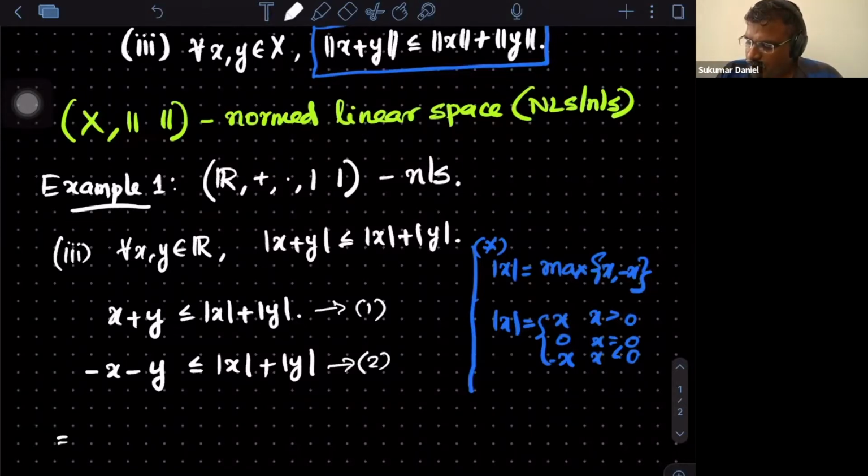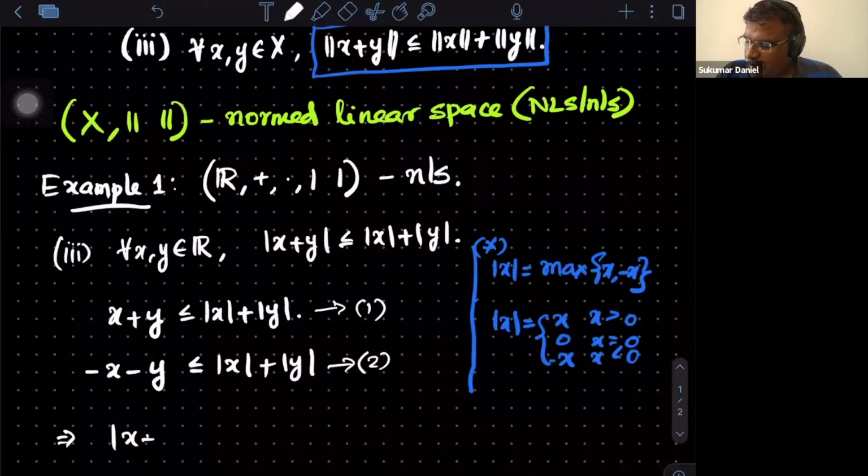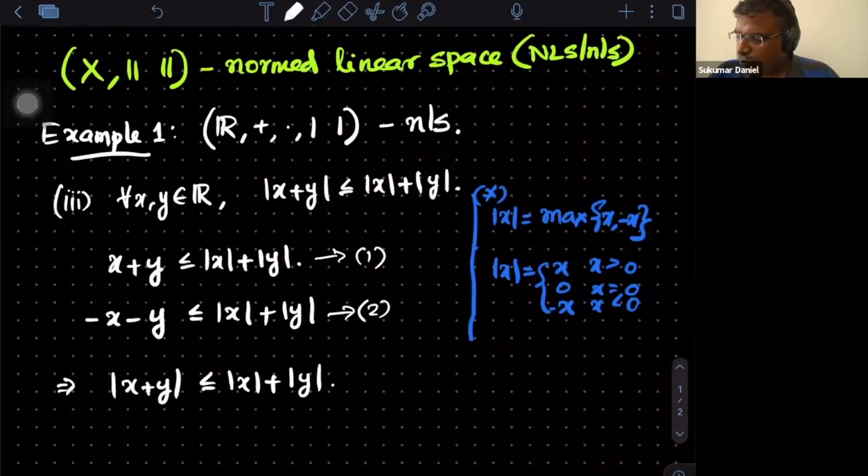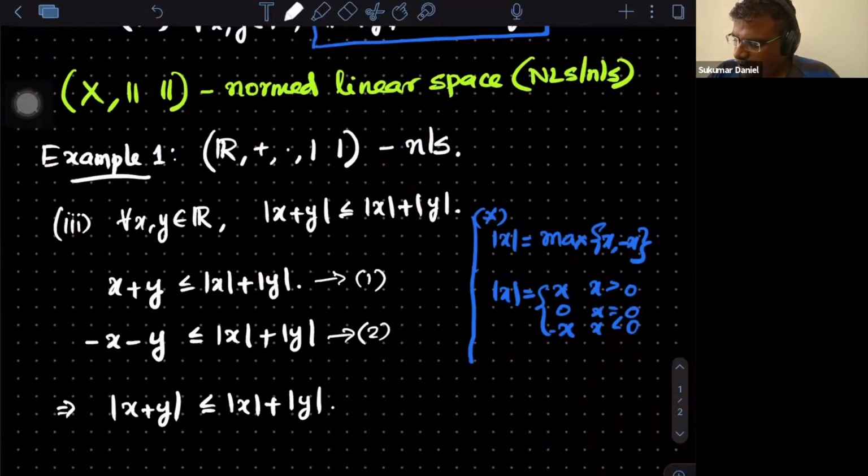So these two will imply the modulus of x plus y is less than or equal to mod x plus mod y. Right now with this modulus, you may think it is unnecessarily complicating, but this is going to be a recurring thing. So that proves the triangle inequality.